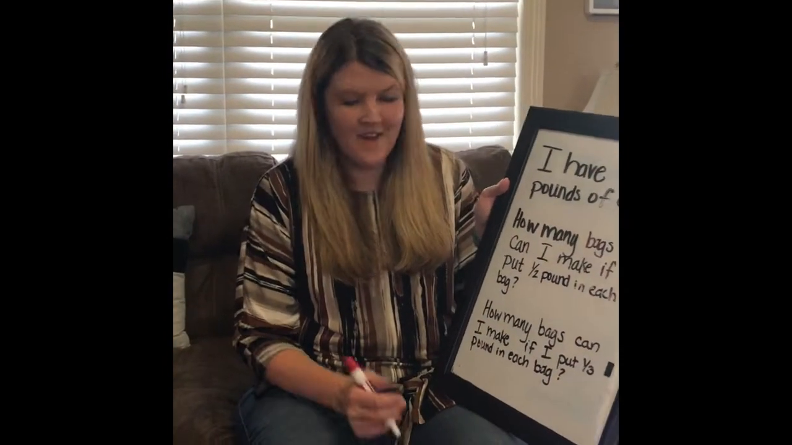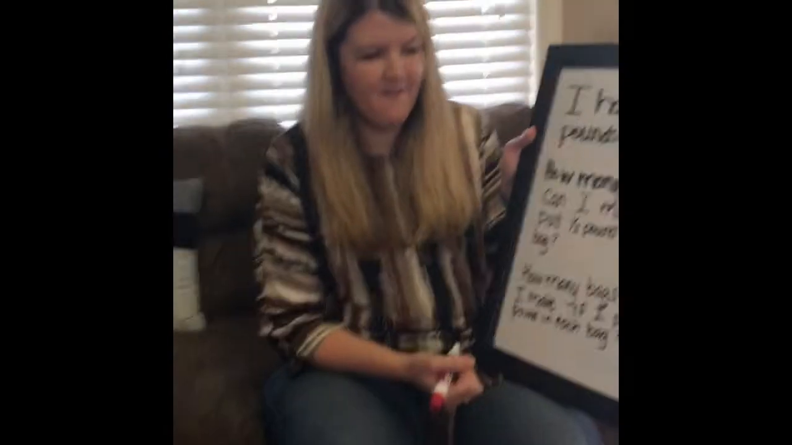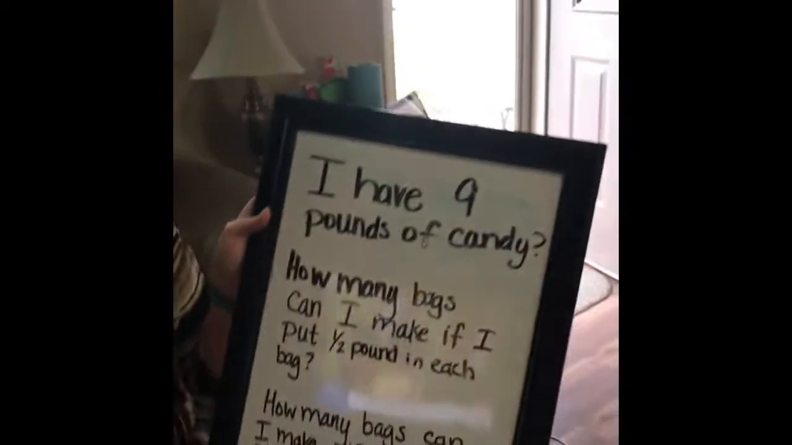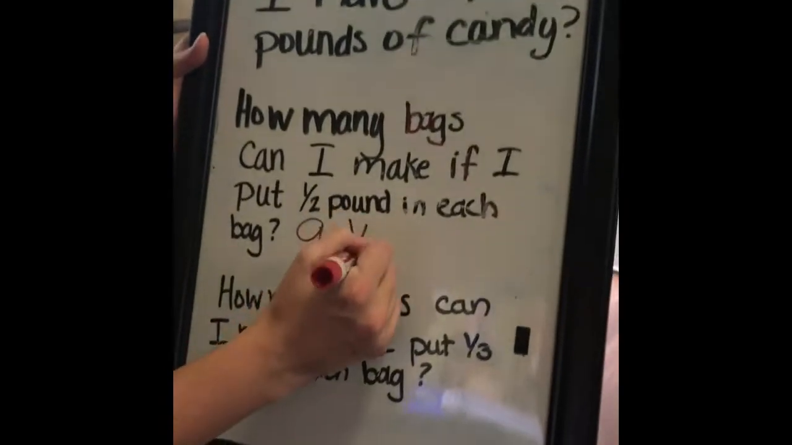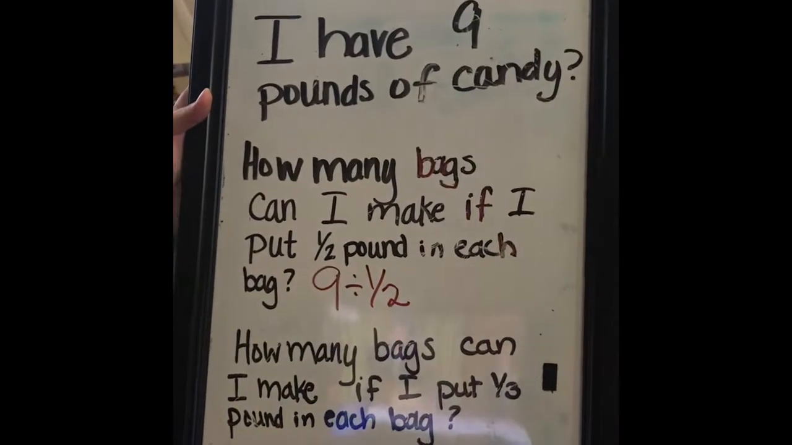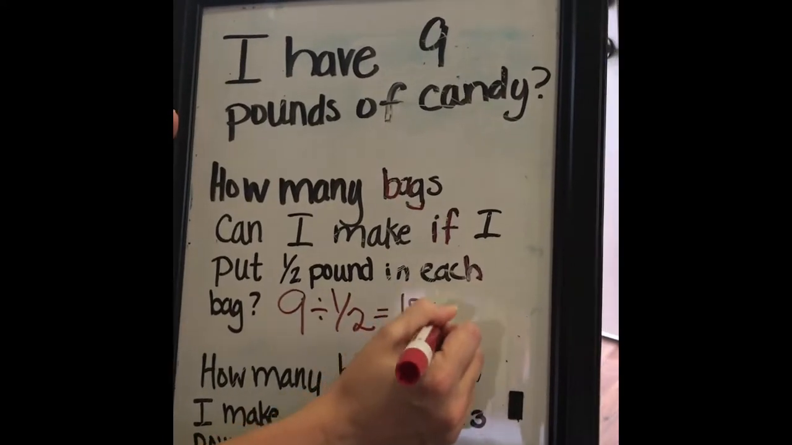I have 9 pounds of candy here, and I want to know how many bags I can make if I put a 1/2 pound in each bag. So I've got 9 pounds, and I'm going to put a 1/2 pound in each bag. So this would be 9 divided by half, and I know that would be 18 bags.